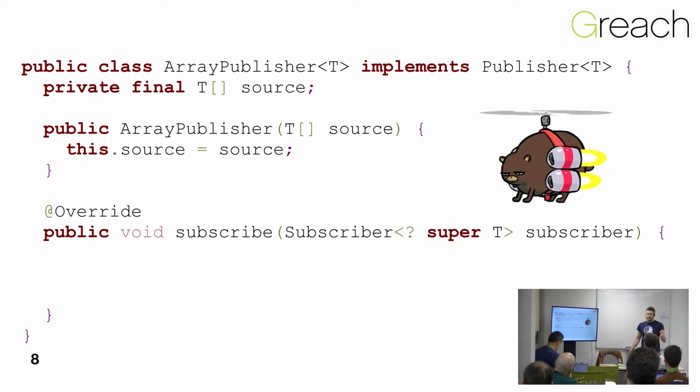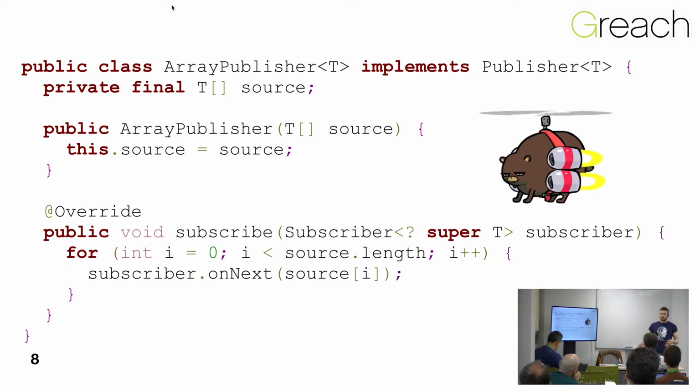And one naive implementation could be something like that. We can just write a for loop and send all the elements of the array to our subscriber. Who thinks it will work? No one, right? It won't work.